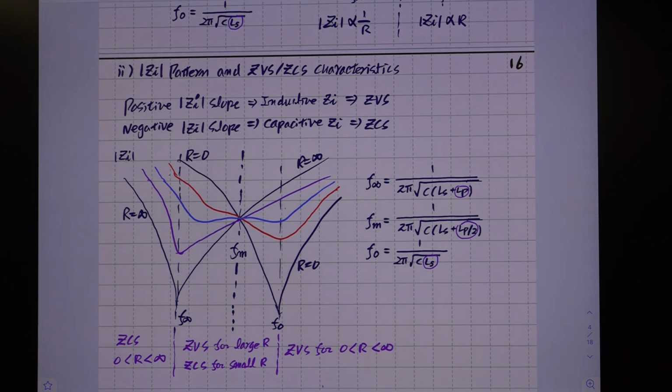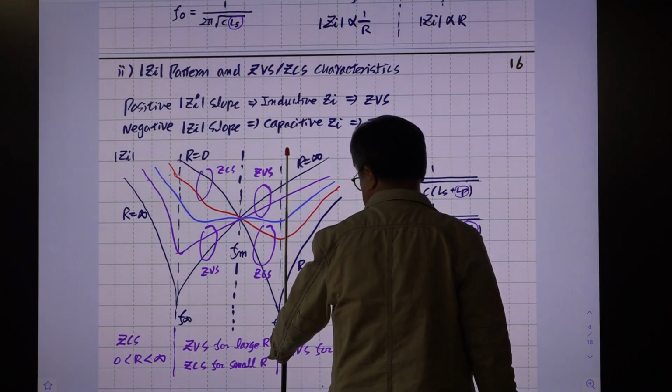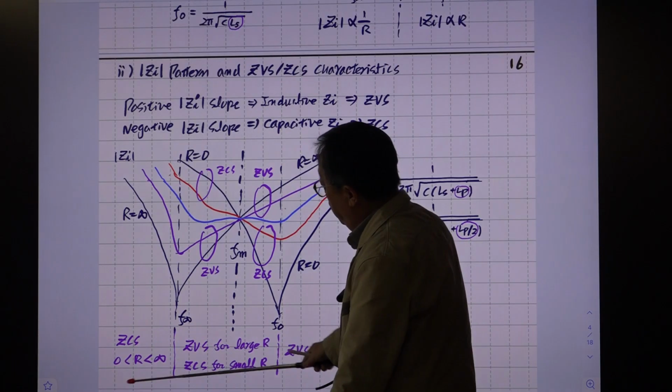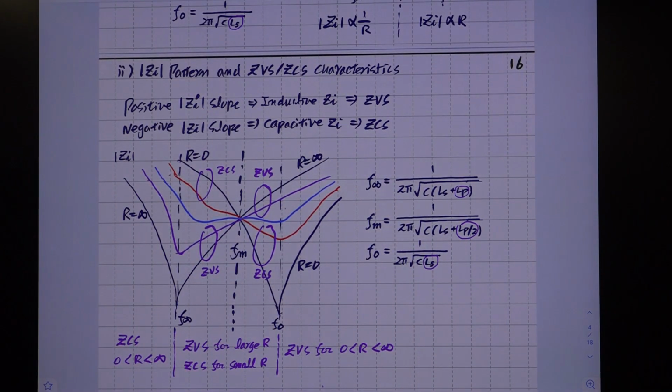So this area is large R, right? From the slope, we conclude this is a GVS region, and this is the small R region, so this is a GCS region. Same is true here. This is large R, this part is GVS, this is small R, this is GCS. And if the switching frequency is above this resonance frequency F0, then GVS is guaranteed for any value of R. The opposite is true for this region for GCS.